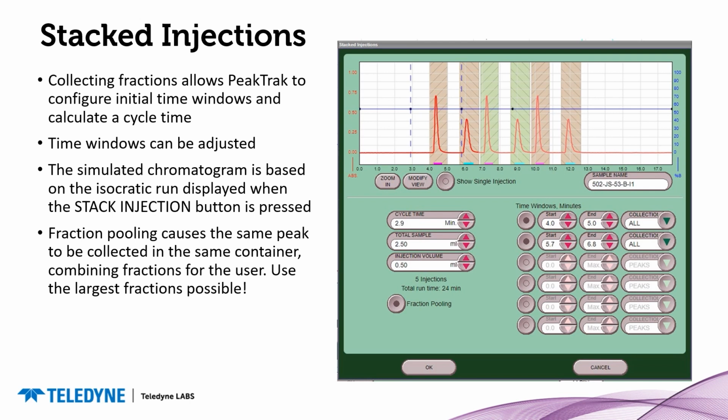The simulated chromatogram is based on the last isocratic run, so it is based on real data. Fraction pooling causes the same peak from different injections to be collected in the same container. To reduce the number of fractions, use the largest containers possible to reduce the total number of containers used. Each time a user needs to combine fractions creates a possibility for error by combining the wrong fractions.